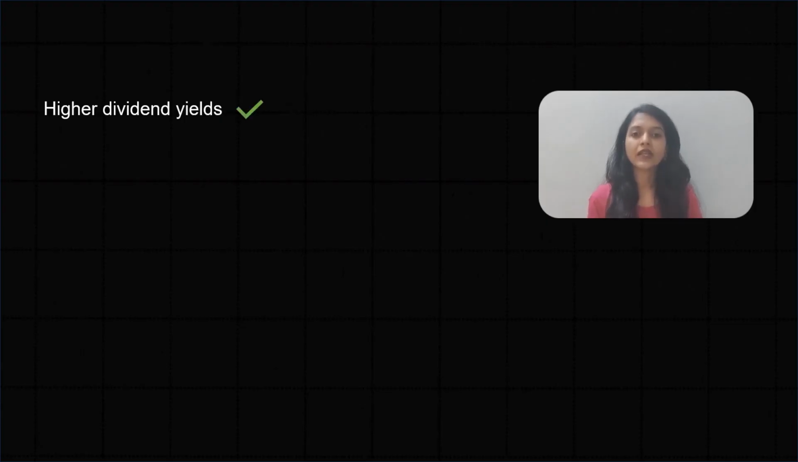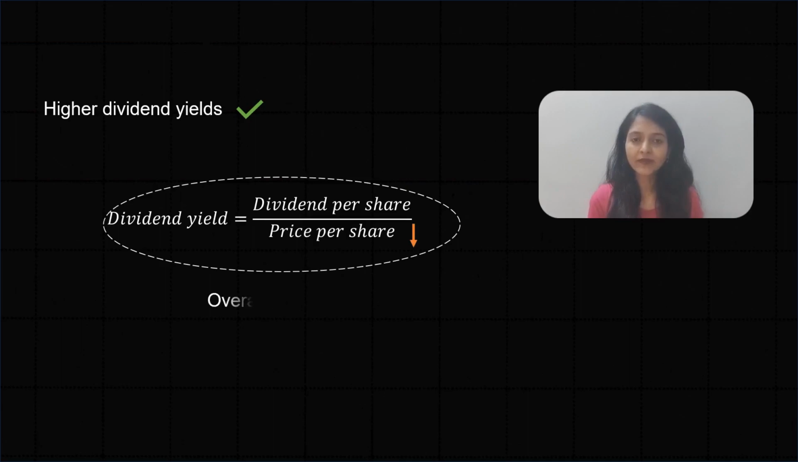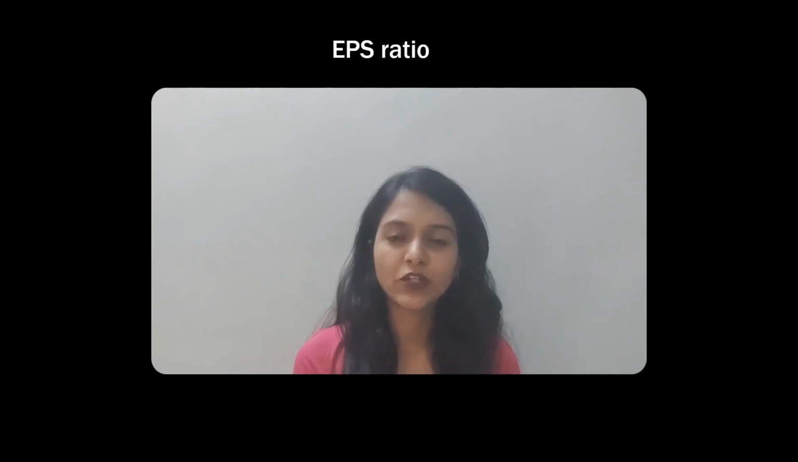Now, higher dividend yields can be attractive, but it can also be a sign that the company is facing a financial problem, because higher dividend yields can occur when stock prices are falling, instead of dividend payout increasing.